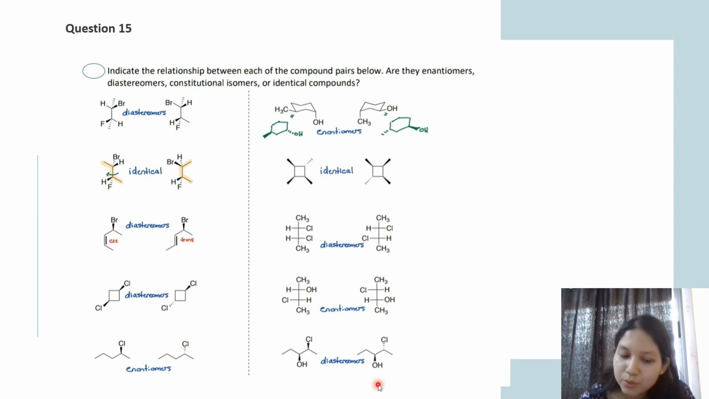Even if you do the visualization by placing a mirror in between these two molecules, you will see that these two are not mirror images of each other, because the chlorine for this molecule is above the plane, but the chlorine for this molecule is below the plane. So if we place a mirror here, these two will not be mirror images of each other. So you will find that these two molecules are diastereomers of each other.